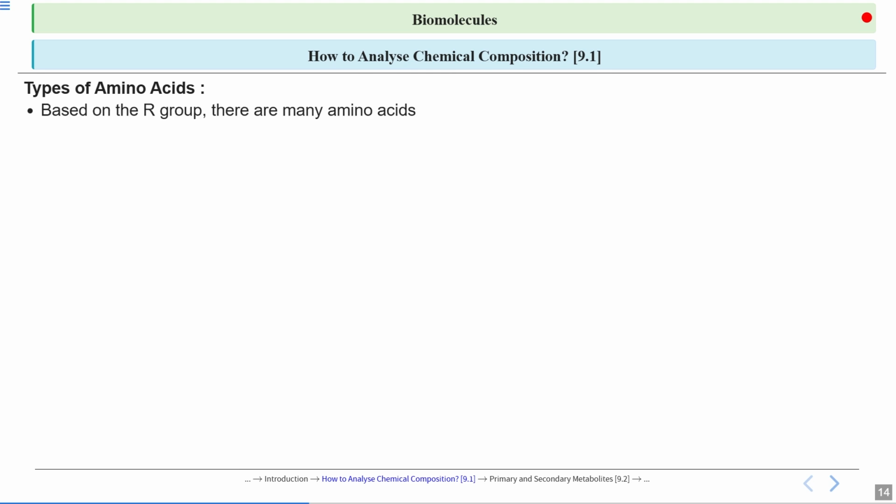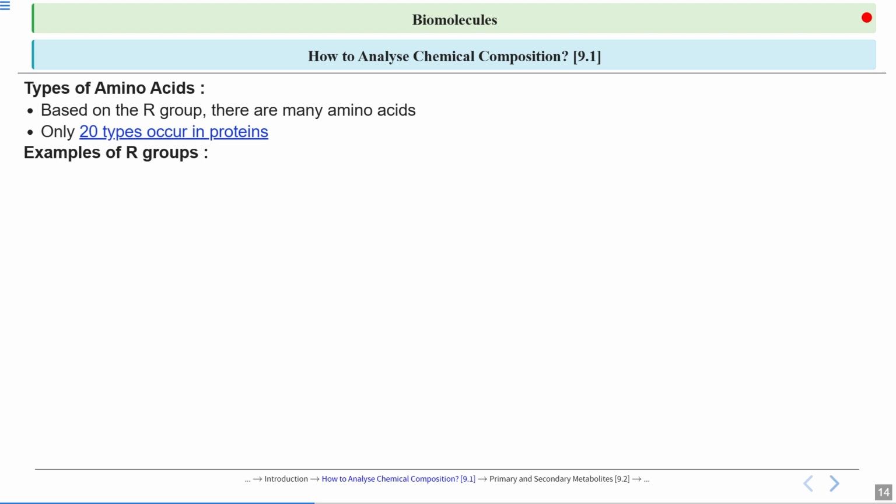Now let's talk about the types of amino acids. Based on the R group, there are many amino acids, but only 20 types occur in proteins. So basically there are 20 types of amino acids, and proteins are made up of them. You must have studied that there are 64 codons. Although we have 64 codons, the amino acids are only 20. So this means that more than one codon codes for a single amino acid.